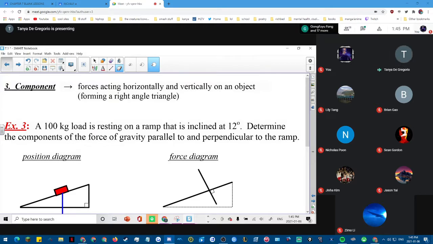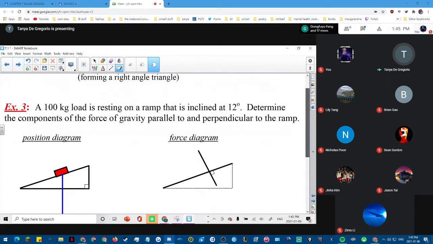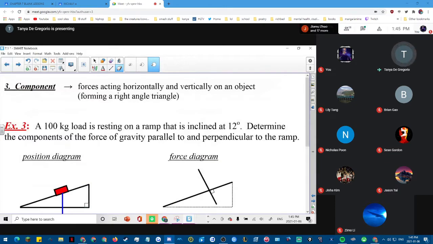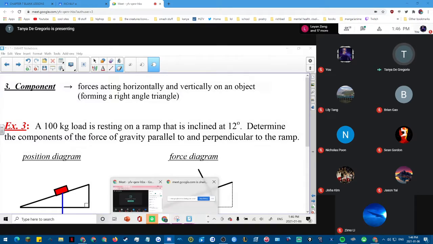All right. For our last example, we are going to look at forces acting horizontally and vertically on an object, hence forming a right angle triangle. And because we're forming a right angle triangle, we are using components. So give me 1 sec, guys, and I'll be back to do this example with you in just 1 moment.